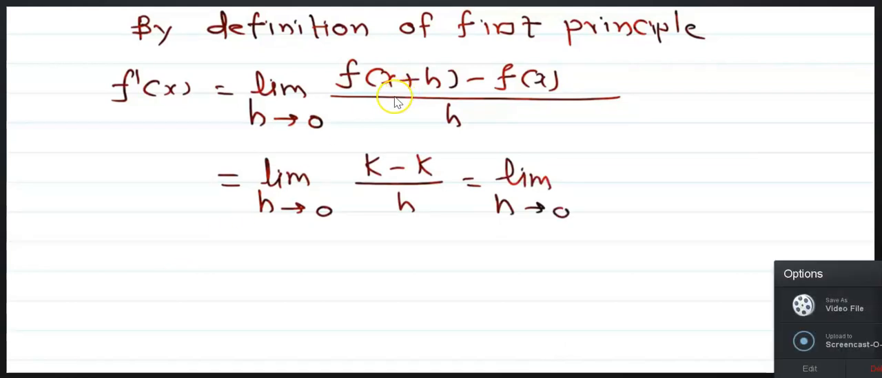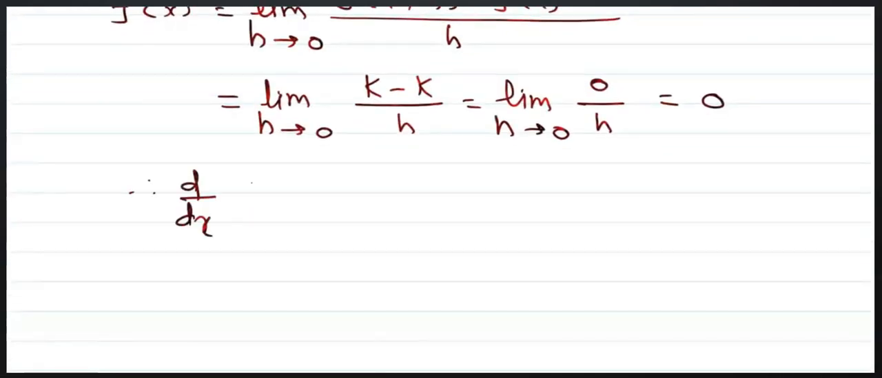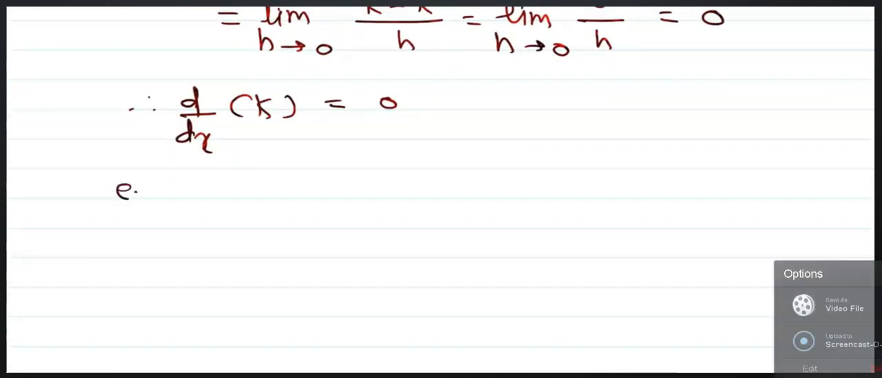आता इथे बघा, f of x plus h ची व्हॅल्यू आपल्याला काय दिली होती? k, आणि f of x ची व्हॅल्यू पण k च आहे, म्हणजे k minus k काय होतो? तर 0 होतो. Here the f of x plus h is k, f of x is also k, k minus k is 0, and 0 upon any number is 0, and hence the derivative of the constant is 0. Derivative of k is 0.